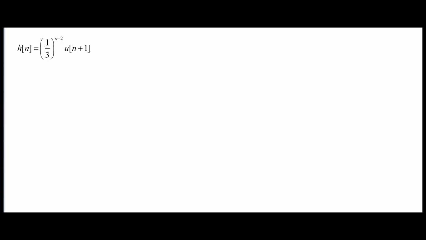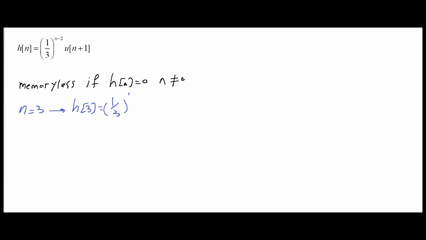First, let's talk about the memory property. We know that an LTI system is memoryless if h[n] is equal to 0 for all n not equal to 0. So if this condition is satisfied, then the system is memoryless. Now for the given system, let's substitute n equal 3 as an example. We get h[3] equals 1/3 to the power of 1 multiplied by u[4].